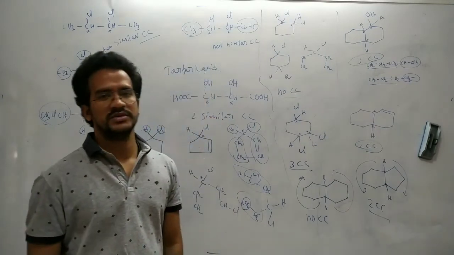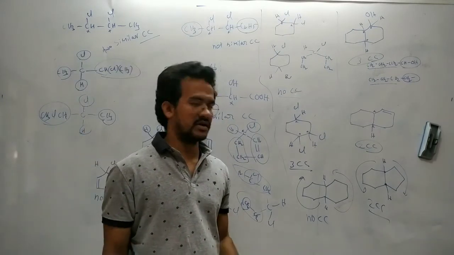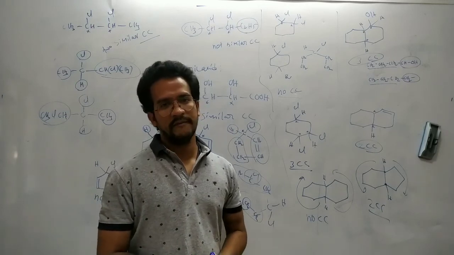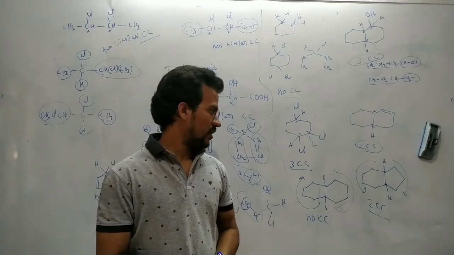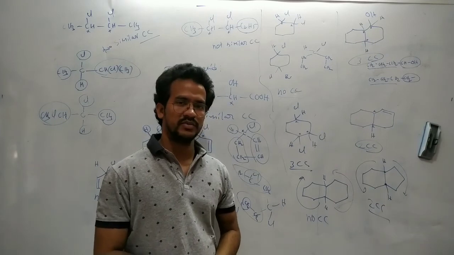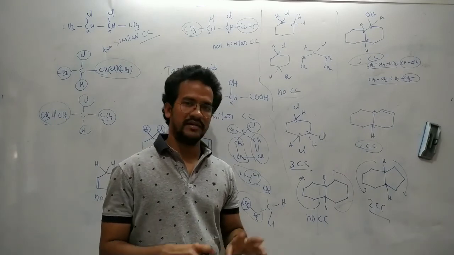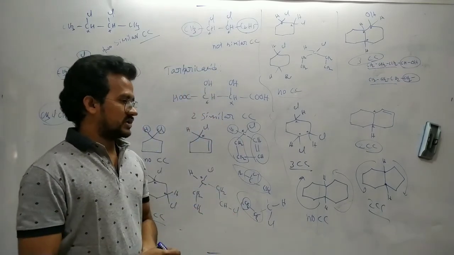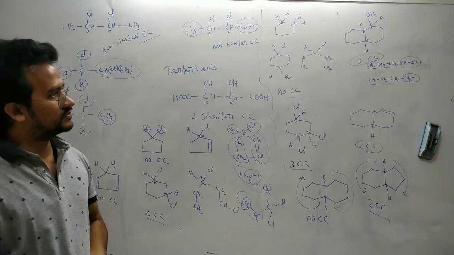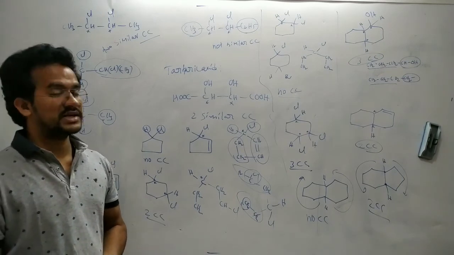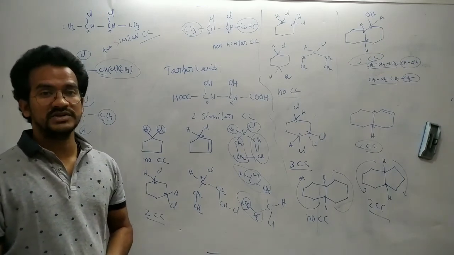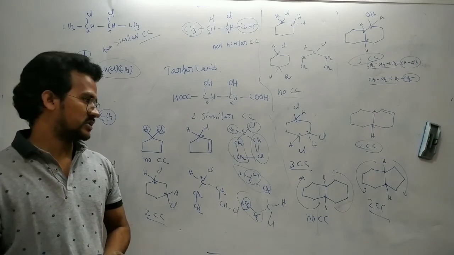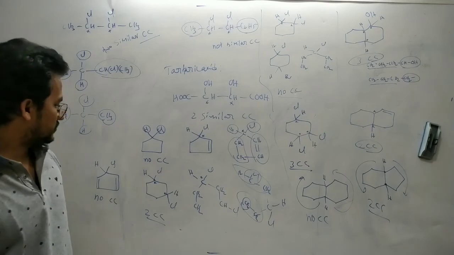If you cannot understand something in this discussion in any class, you can ask me through WhatsApp. Then I will explain in detail again and again. Right now, a carbon which has similar groups, and a carbon which is sp2 or sp hybridized, are not chiral carbons.